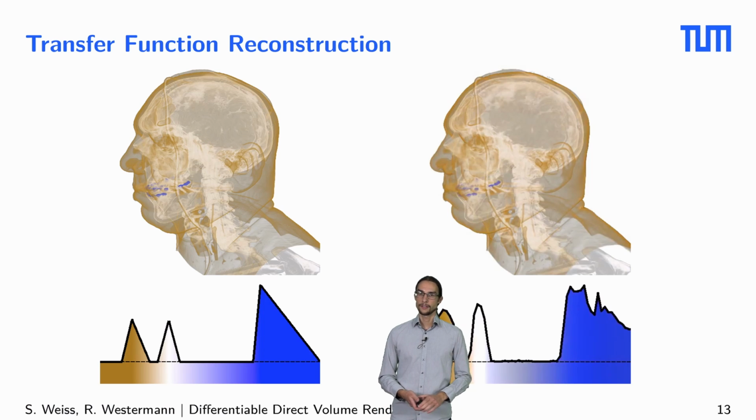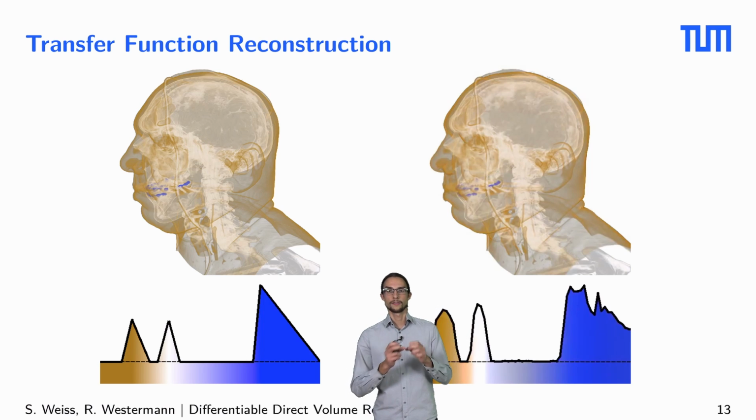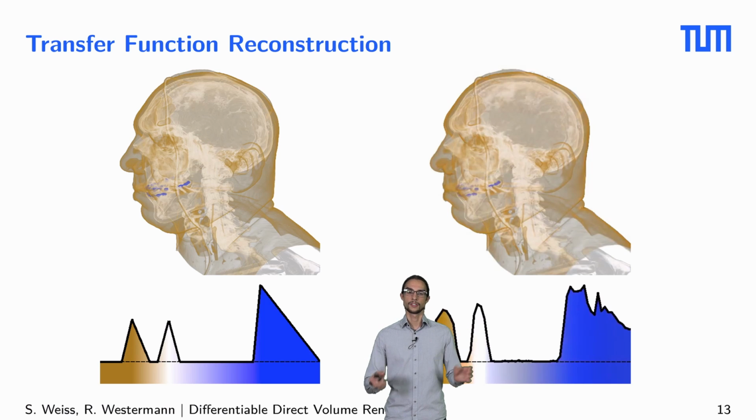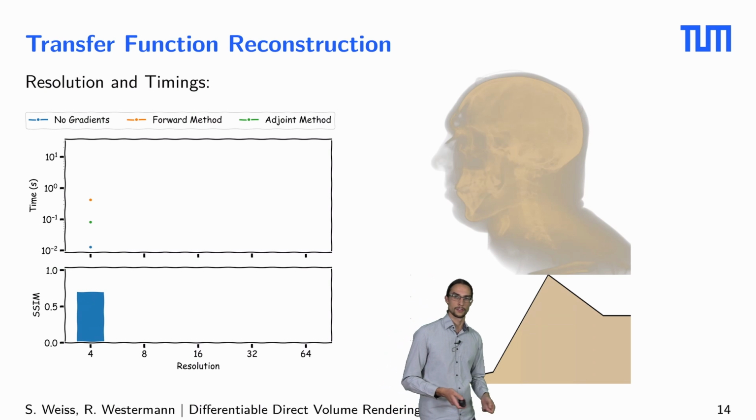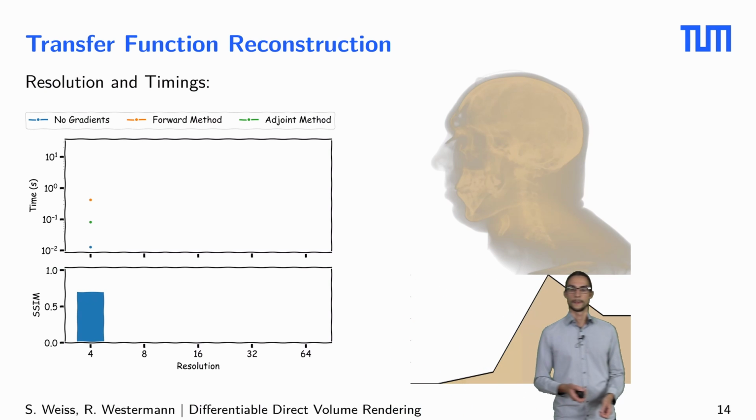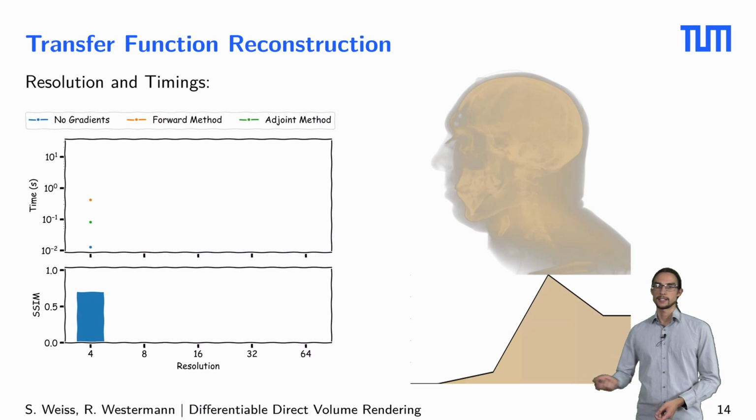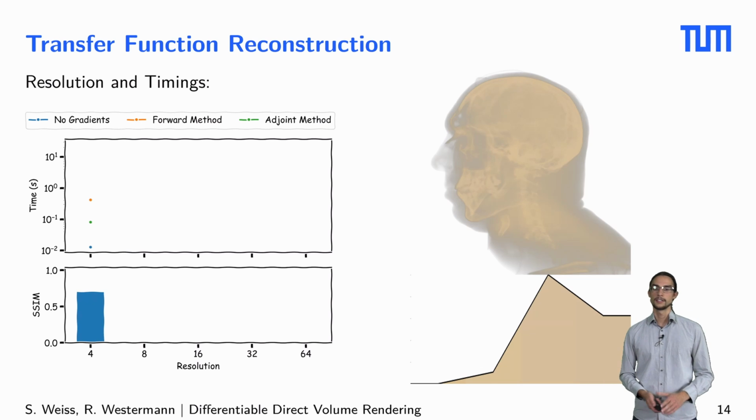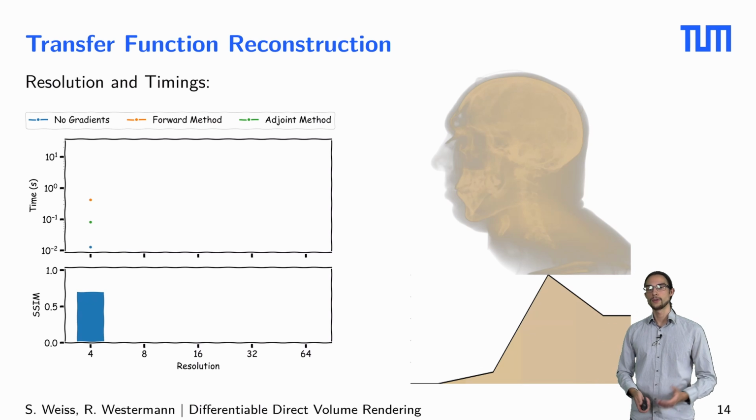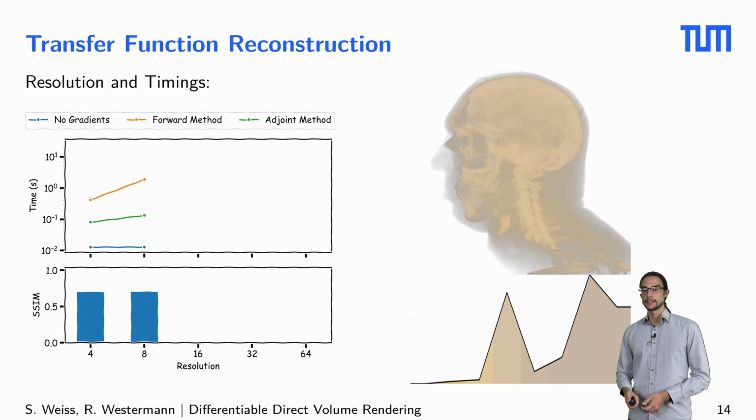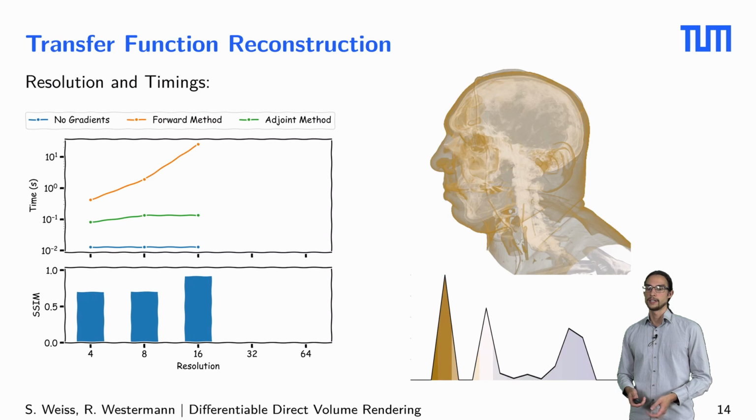We represent a transfer function as a 1D table, so 1D texture, here with 64 entries. And let's have a look at the timings and also the influence of this resolution. So here is the example with just 4 pixels. And already here, the forward method is way slower than the Adjoint method. This gets even worse with a higher resolution of the transfer function.